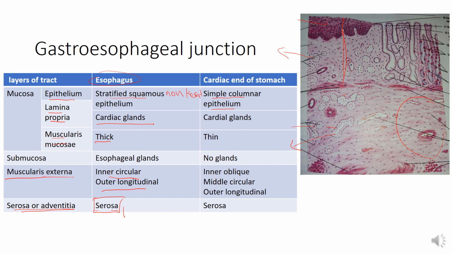And mind you, the inner circular and outer longitudinal muscles are smooth muscles, both in case of esophagus and stomach. But in the upper parts of the esophagus, skeletal muscles are also present.